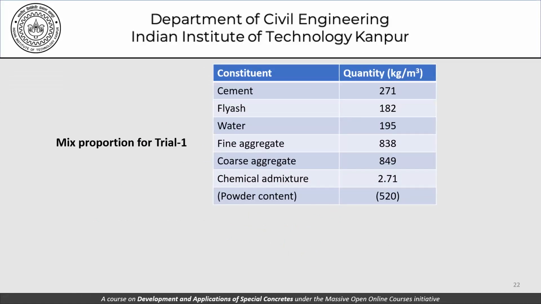Having done this exercise, this is our final trial one for the mixed proportion for this SCC, the self-compacting concrete. 195 kgs of water, 271 kgs of cement, 182 of fly ash, 838 of fine aggregate and 849 of coarse aggregate with 2.71 kgs of chemical admixture, and the powder content is 520.